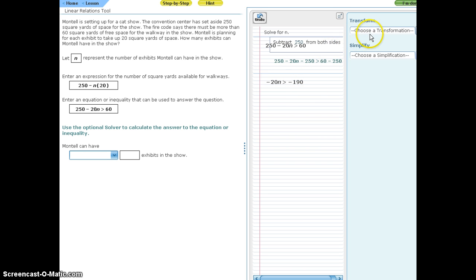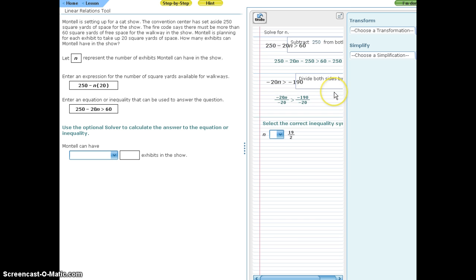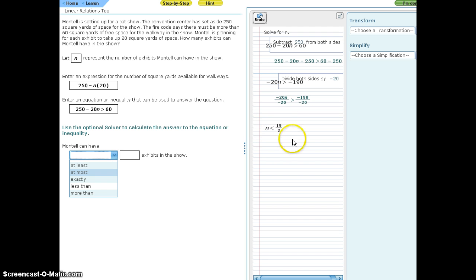I need to get rid of that negative 20. It's multiplied times the n. So I'm going to divide both sides by negative 20. And I don't really love that they leave it at that step, because really at the moment that you divide or multiply by a negative number, you have to change the direction of the inequality. So this inequality right here is actually wrong. This needs to be pointing the opposite direction, but in this next step in Carnegie Learning, I go ahead and change the direction, and I see that n is less than 19 divided by 2. So that's going to be 9.5.